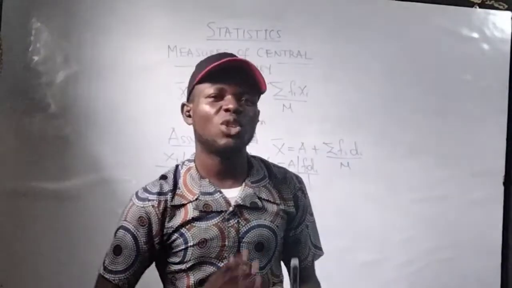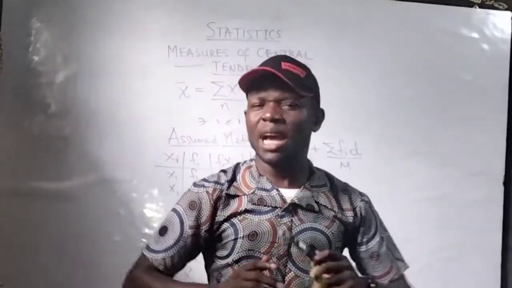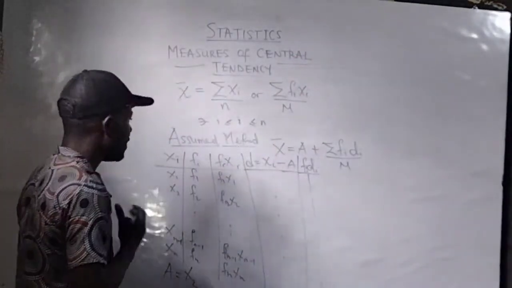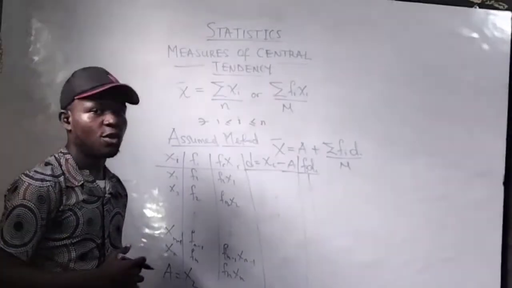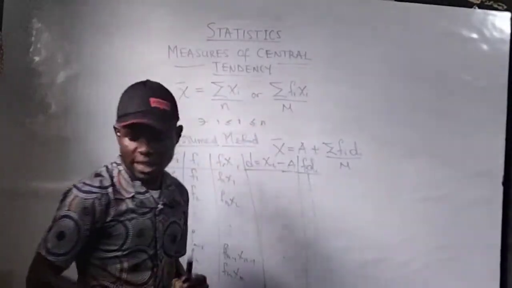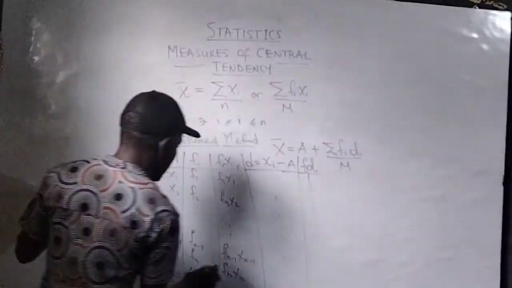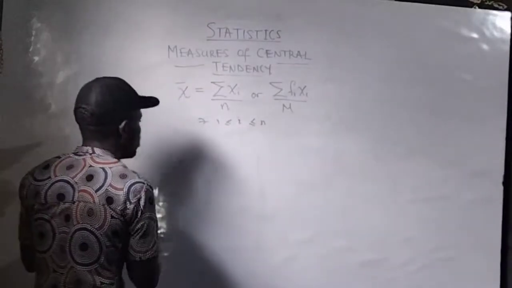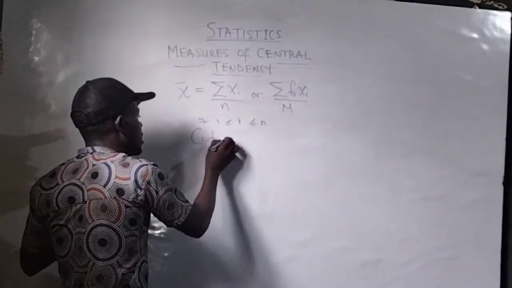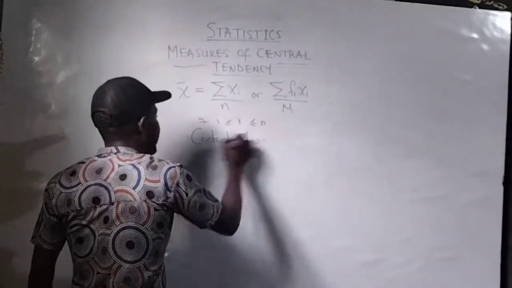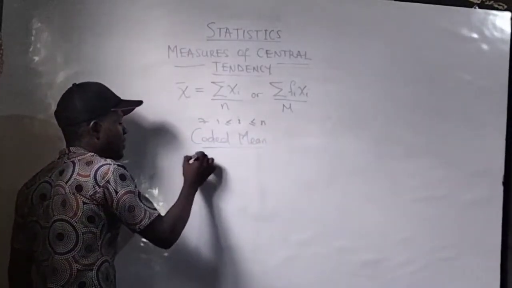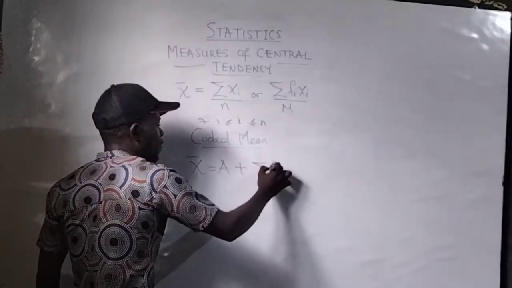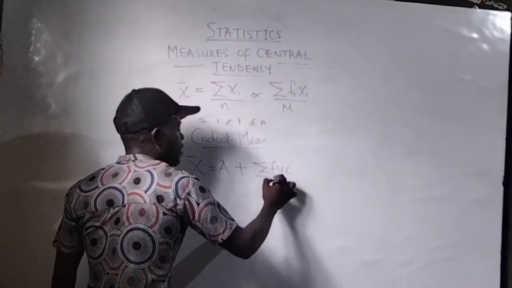The next one is called the coded method. The coded method of solving for mean is easily understandable, and you can easily relate with it. I will just give you the formula, but in our next class I promise to have an example that will break this down for us. If you are to use the coded method of solving for your mean, apart from the assumed mean, either coded method or coded mean, then your formula is of the form x bar equals a, your assumed mean is still there, plus summation fi ui c all over capital N.